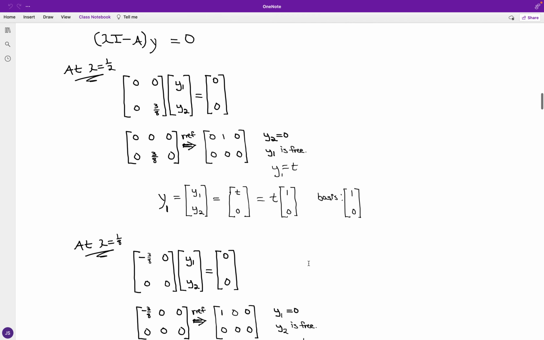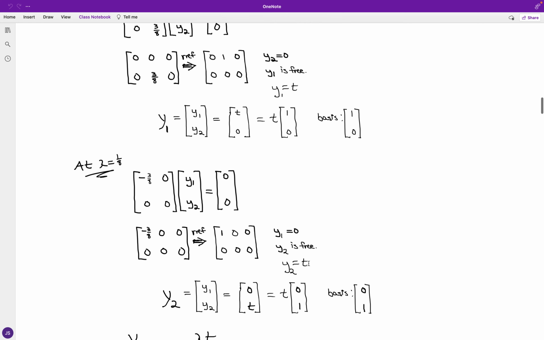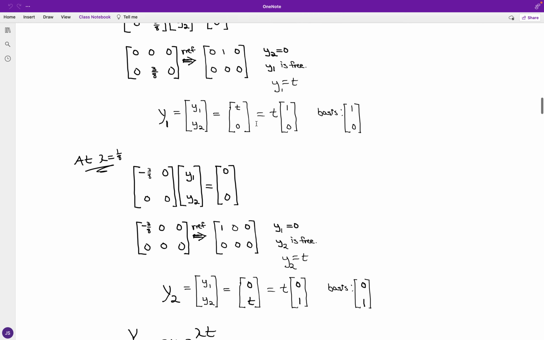And so for the first eigenvector, we're going to have t and 0, and factoring out t, we're going to have t times the basis, which will be 1 and 0.